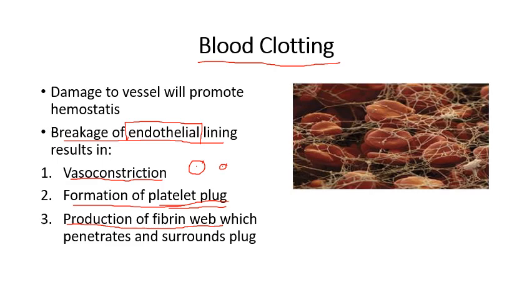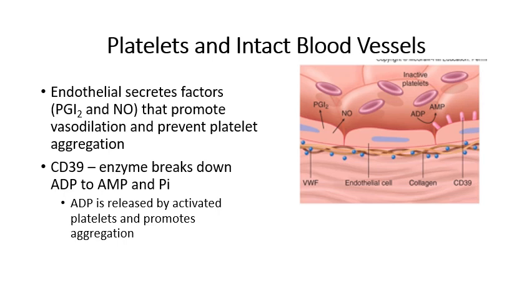So let's take a look. In an intact vessel, we have platelets. Platelets are those that make the platelet plug. But in an intact blood vessel, we don't want these platelets making a plug, so there are several factors that keep this from taking place. When we get a cut, we want to vasoconstrict, but in an intact blood vessel, we want the opposite. We want vasodilation, we want it bigger. The endothelial cells, these here, make the lining of the blood vessels.